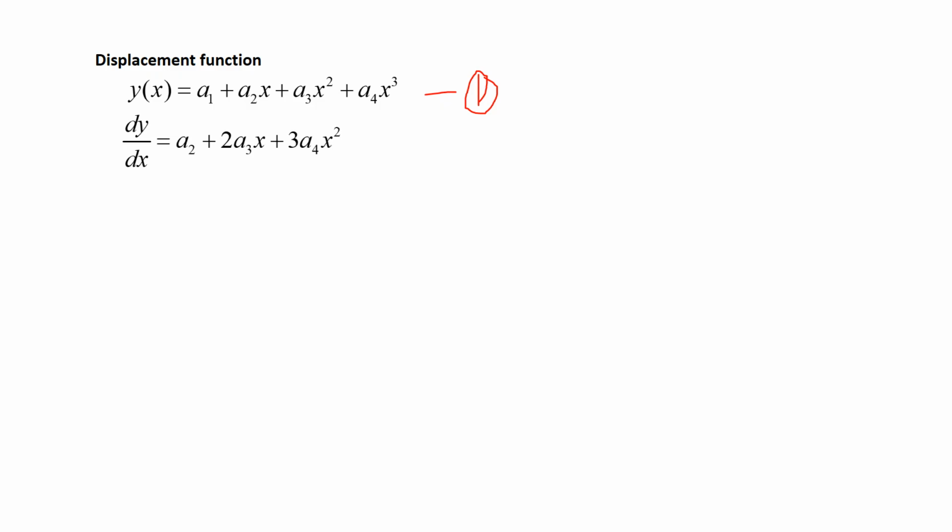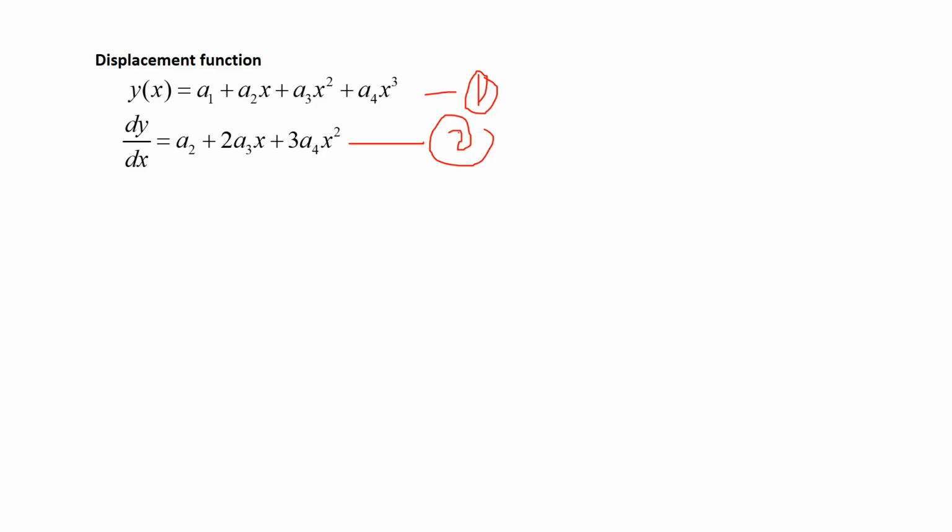This is the cubic displacement model, equation 1. This is the displacement equation, the one dimensional displacement equation. Its slope means the derivative of its displacement, dy by dx is equal to, this is another equation, equation 2, the slope dy by dx.